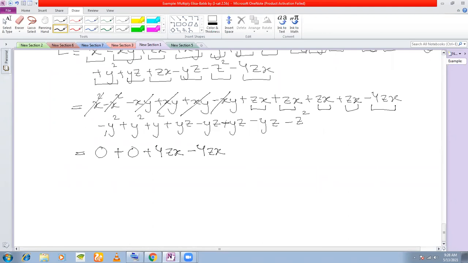Next, I have a minus y square here and a plus y square here. So these two will cancel. So you get a 0. And plus, you have a y square here. You write y square as it is. Next, you have plus yz minus yz cancelling off. And also here, plus yz minus yz cancelling off. So again, you get a 0. And finally, you have a minus z square.